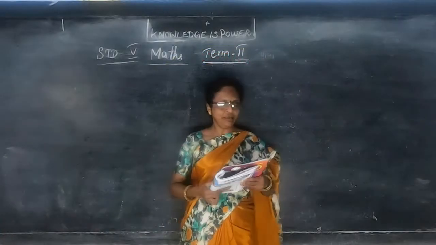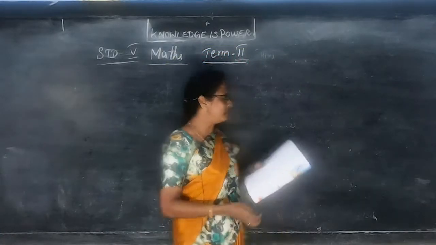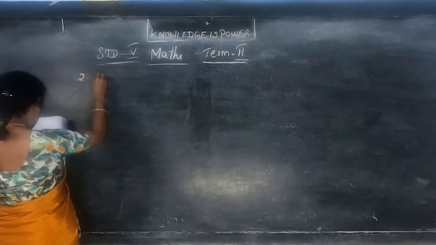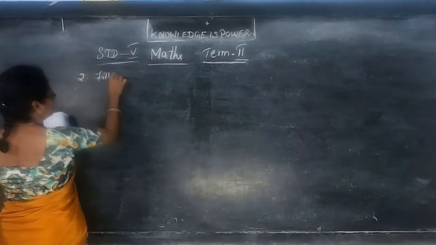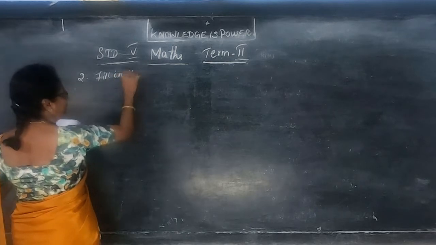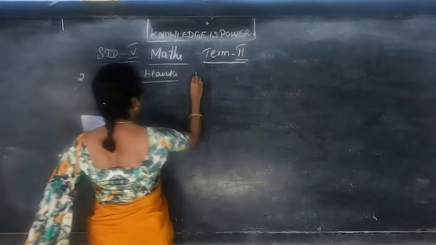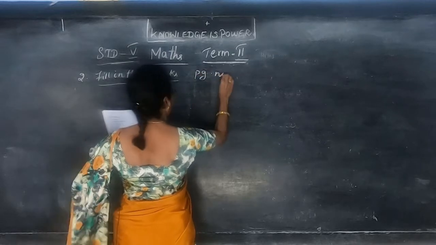Okay, children, this is fill in the blanks. The first sum we have completed. Now, sum number 2, fill in the blanks. This is in the exercise from the book only. So, we are going to continue this one. Fill in the blanks. Page number 14.